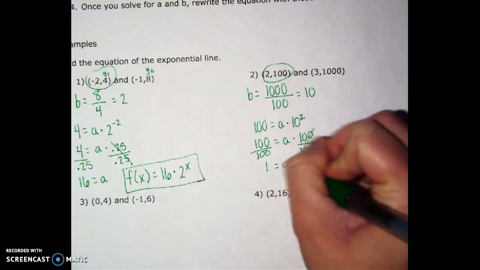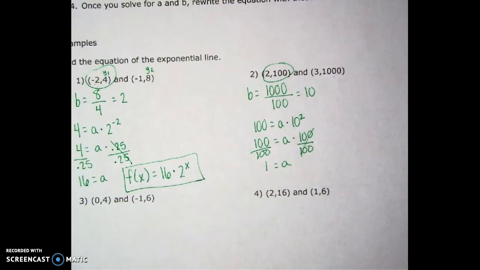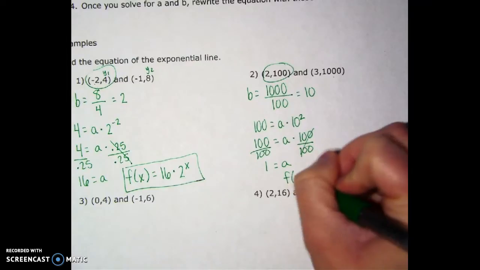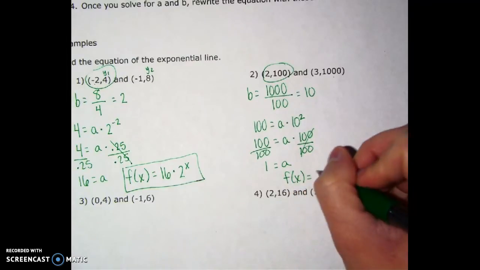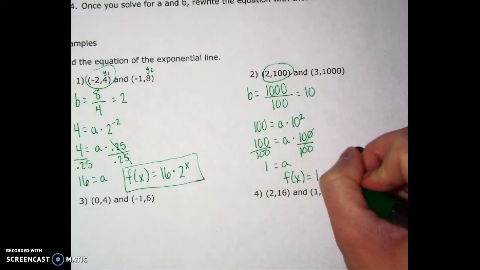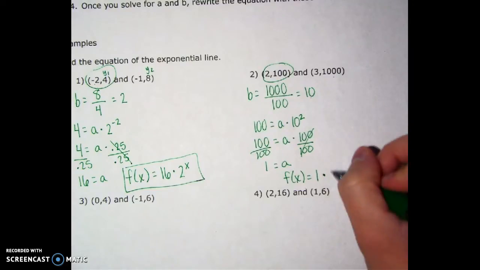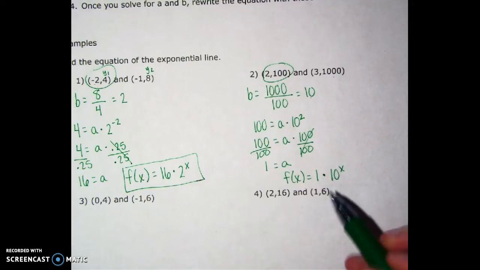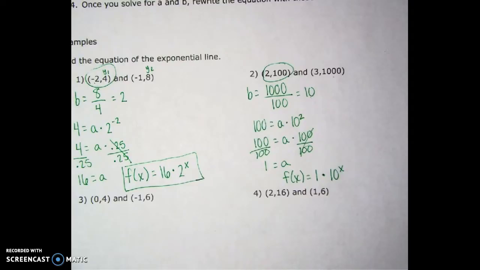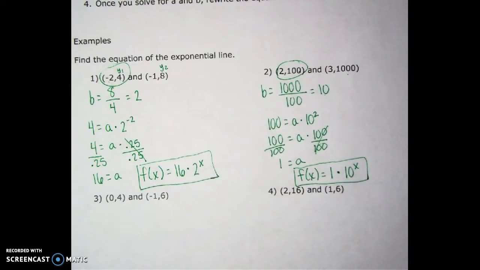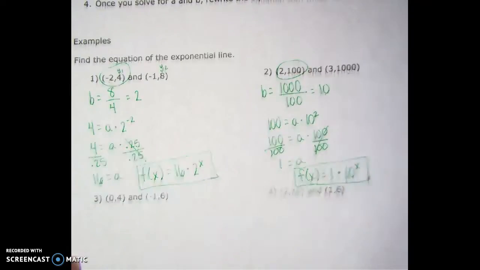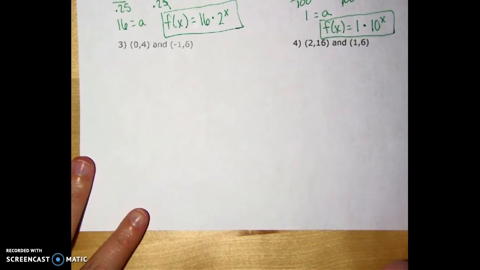1 equals a. So now my equation is f of x equals 1 times b is 10. So 10 to the x. You do not need that 1 there. You can rewrite it as f of x equals 10 to the x. That's fine. Okay, hopefully you're getting the hang of it or starting to. You can go ahead and pause this if you'd like and try number 3 all on your own.